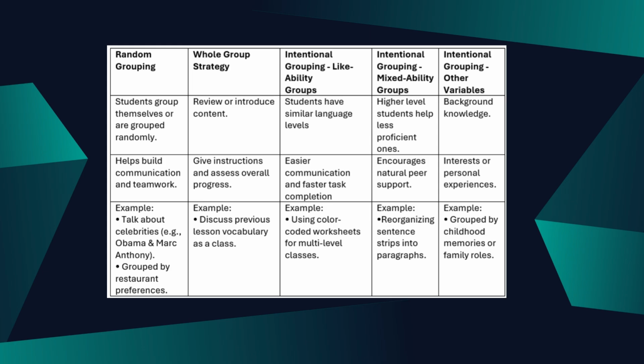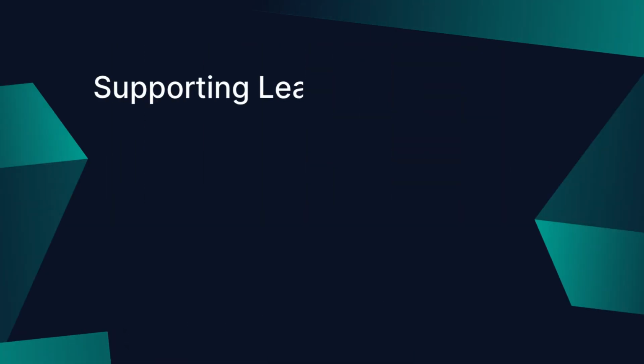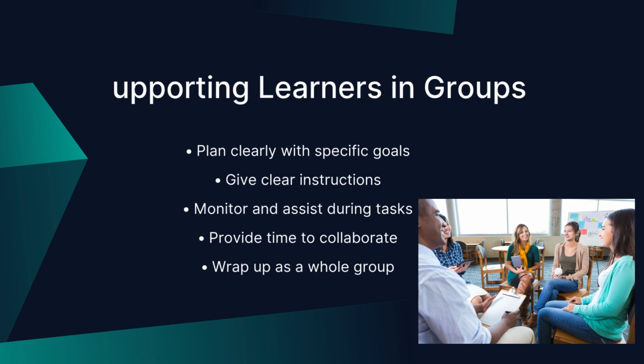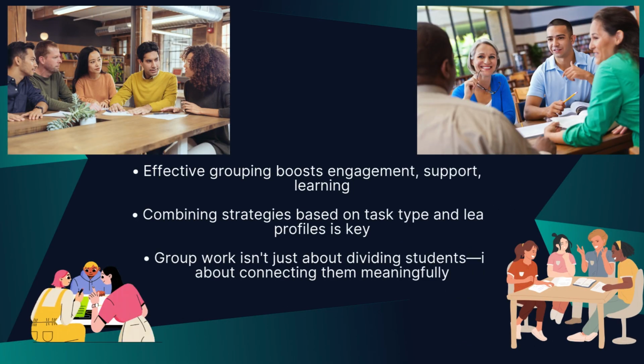Grouping by ability allows students at similar levels to work smoothly together, while mixed ability groups let stronger learners support others, promoting cooperation. Grouping by interests or backgrounds also makes activities more meaningful. To support group work, it's important to explain tasks clearly, give enough time, monitor progress, and end with a group discussion. In short, using varied grouping strategies keeps students engaged, builds a sense of community, and makes language learning more effective. Let's look at classroom management.